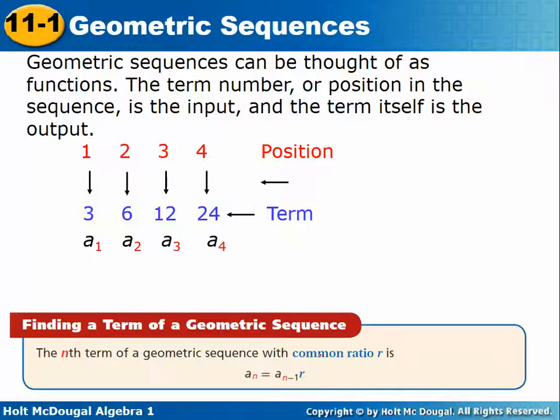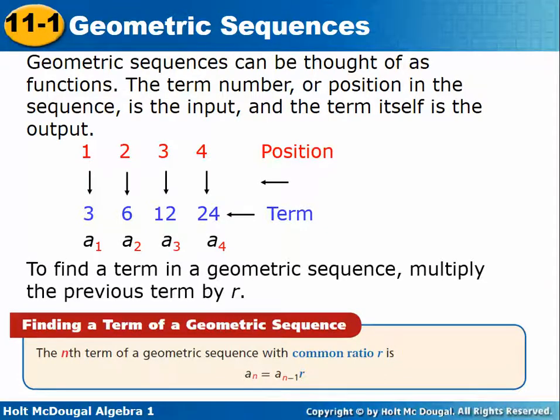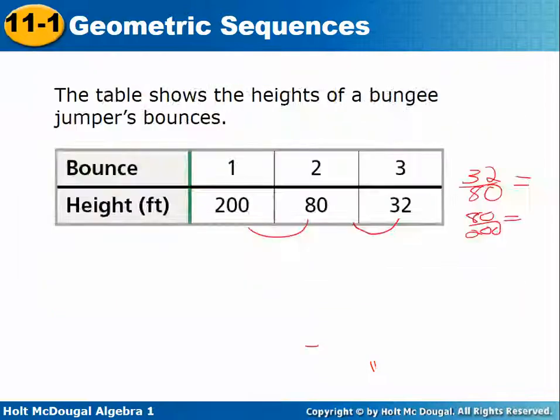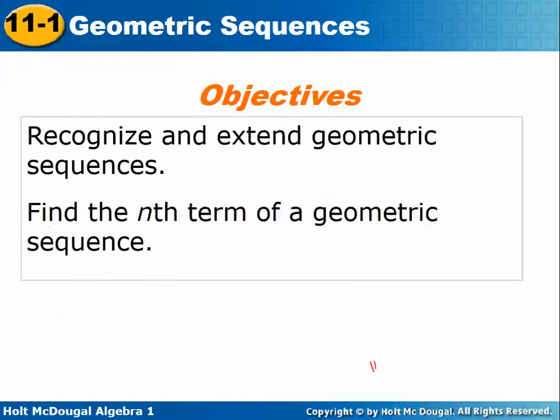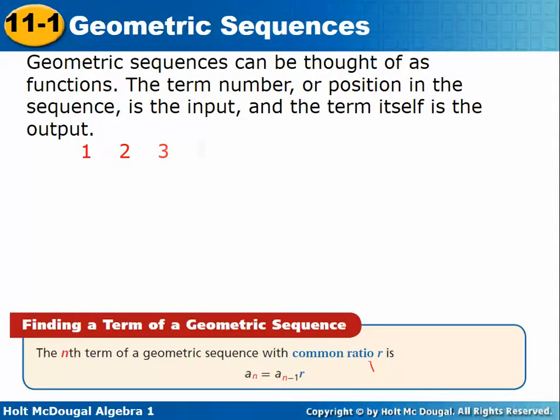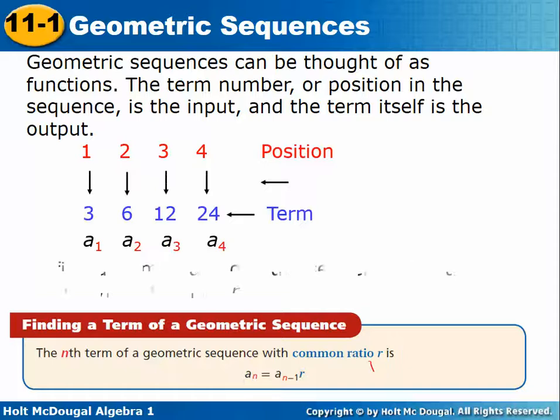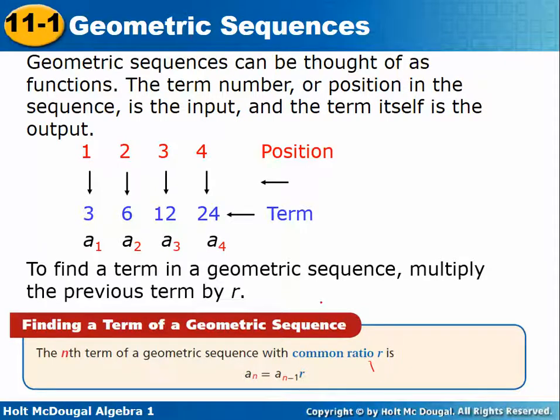This is how to find the term of a geometric sequence. We would multiply the previous term by r, that common ratio. And here's how you read this. You read this as a sub n. What I'm saying here is a sub, S-U-B, a sub n, and that's equal to a sub n minus 1 times r.